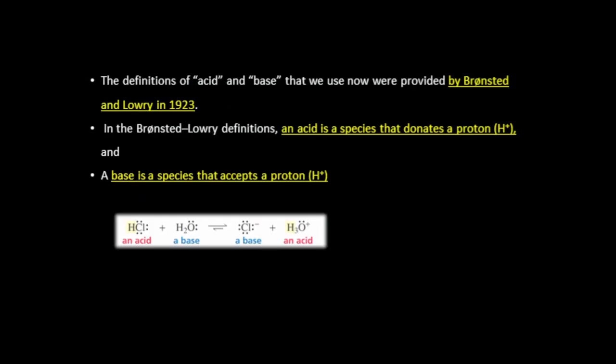But later, in the 1920s, the definition of acids and bases was given by the scientists Bronsted and Lowry. They defined acid and base in a different way. They said that an acid is a species that donates H+, and a base is a species that accepts H+. You can see in this picture HCl and water. Here HCl donates H+ and acts as an acid, and water accepts H+ and acts as a base.